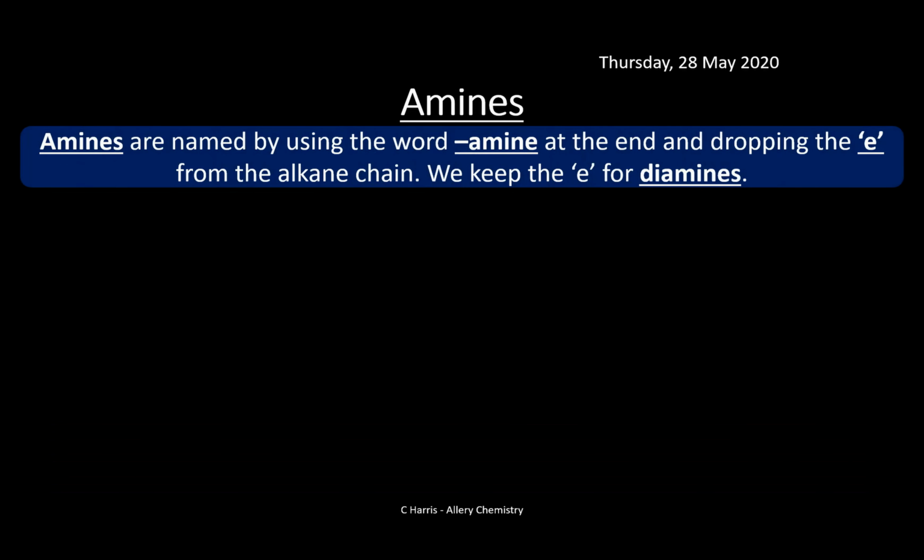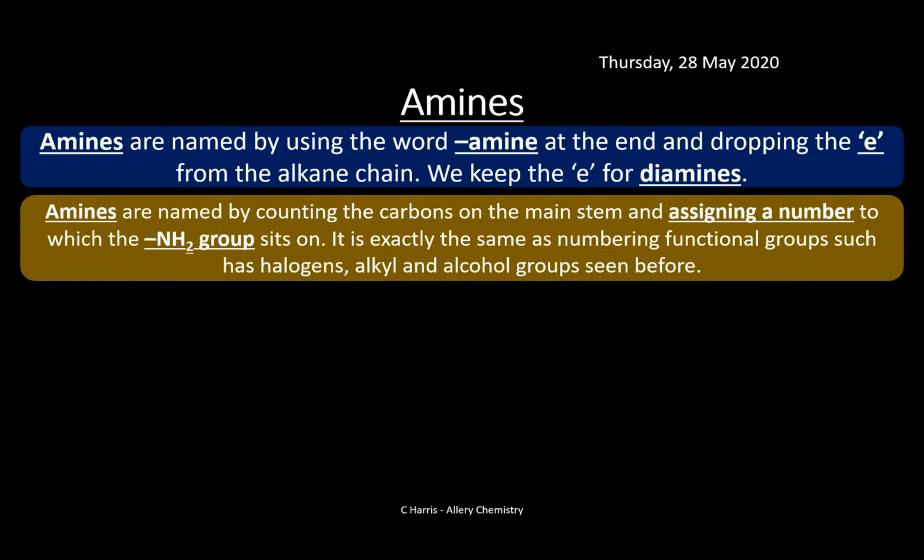Okay, so amines are named by using the word amine, as you've seen just before briefly in one of the cards. So using the word amine at the end and dropping the E from the alkane chain, and we keep the E for diamines, which is really complicated. Okay, so let's have a look. Amines are named by counting the carbons on the main stem and assigning a number to which the NH2 group sits on.